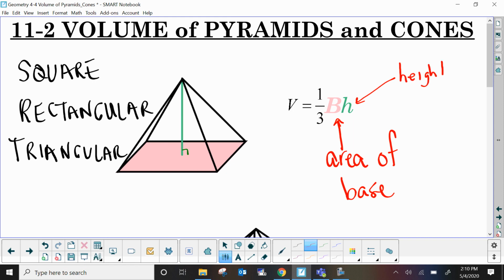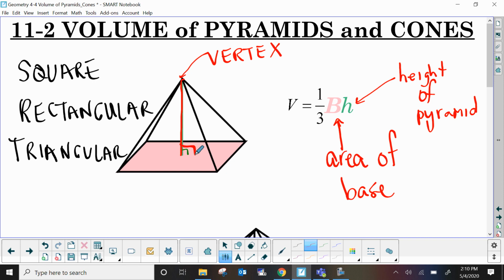Now the height of the pyramid must be from its vertex, this point right here at the very top of the pyramid, that is the vertex of the pyramid, and it needs to go perpendicular to the base. All right, so that would be the height of the pyramid. So 1/3 capital B H.